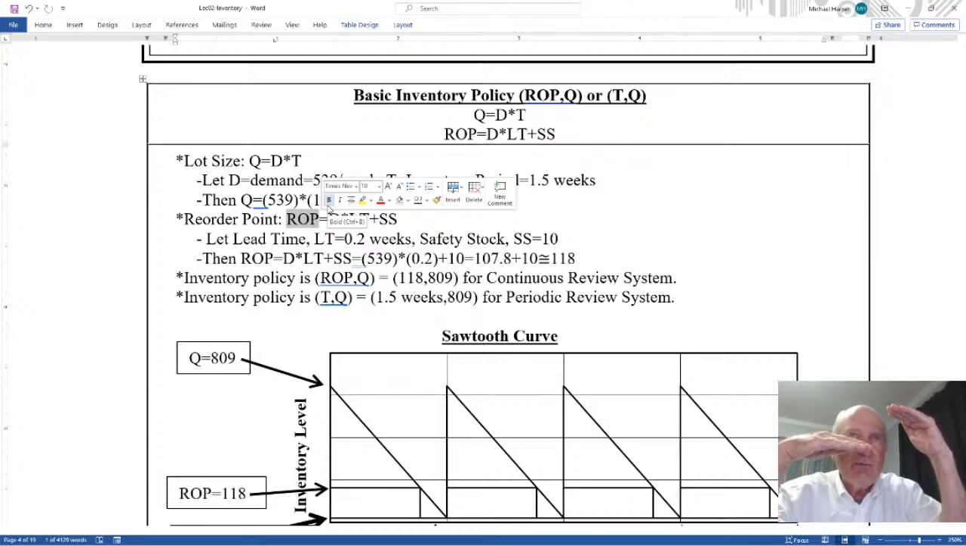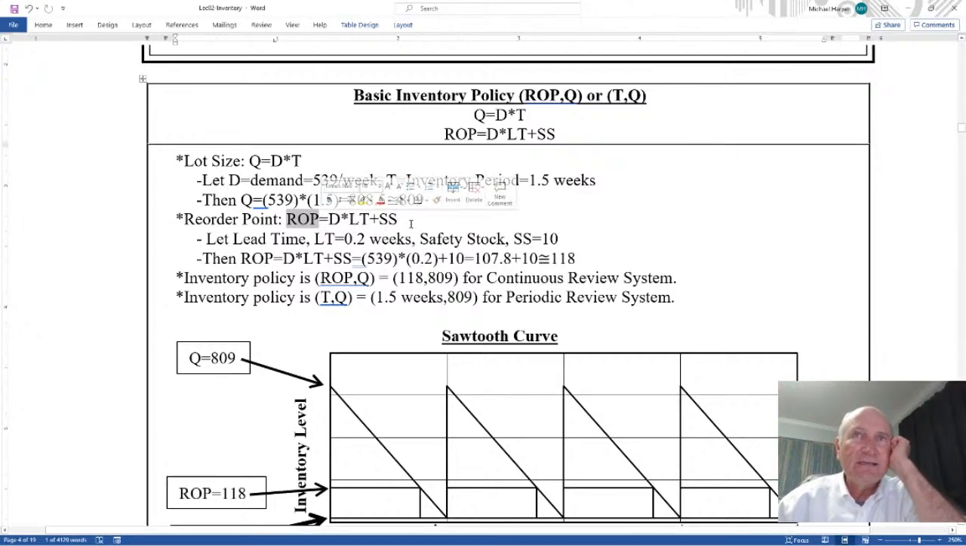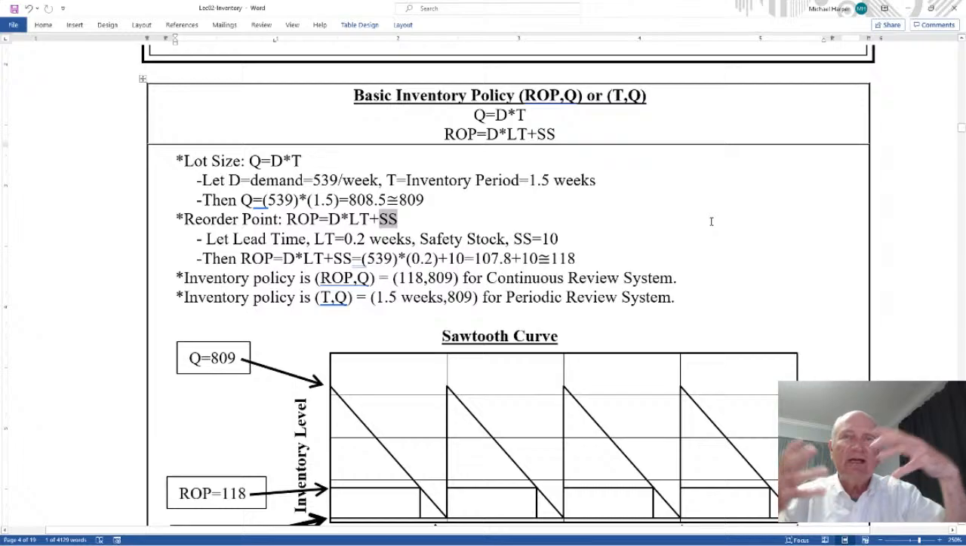So I'm continuously watching my inventory. When it hits my reorder point, I'm placing my order. That's what that means. Now SS is safety stock. Safety stock simply means I'm carrying inventory so that I'm guarding against stock out or running out of inventory.